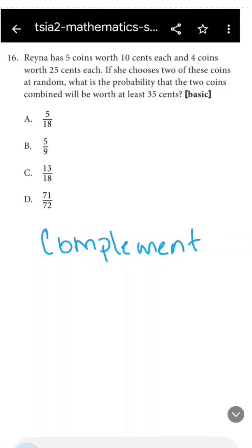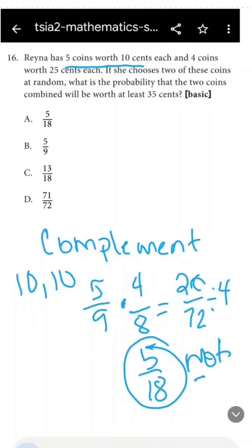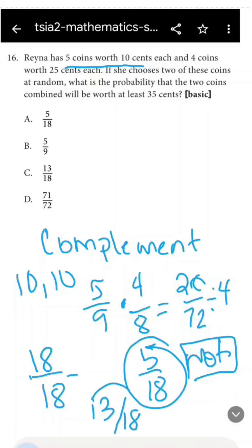Which way will I not get 35 cents? That'll only be one way, and that's if I pull 2 10-cent coins. Probability of me pulling a 10-cent coin would be 5 out of 9. The next time would be 4 out of 8, which will give me 20 out of 72. Now, when I simplify this by 4, that'll give me 5 over 18. But remember, this is what I'm not wanting. So the opposite, or the rest of that, would be 18 over 18 minus 5 over 18, which gives me 13 over 18. And that would be the probability that I do want.